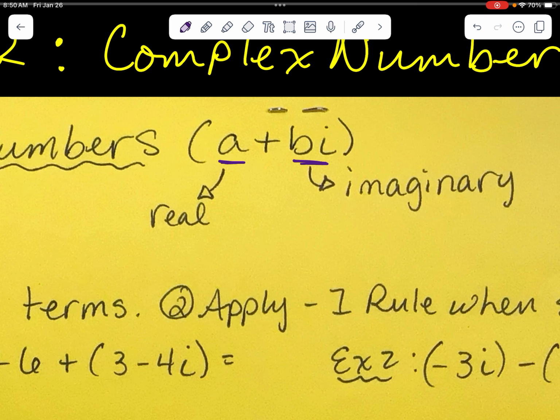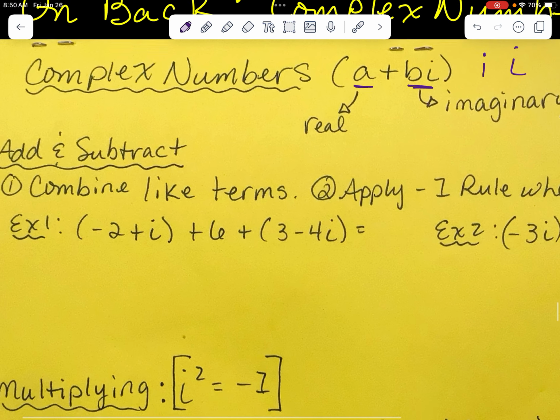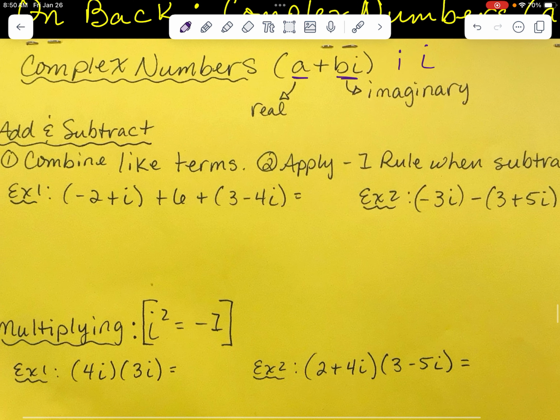And the reason why we do that is because if we use just the regular looking i, people might confuse that as a variable like x or z. So we use the little curly part of the i there to notate that that is the imaginary i. All right, so let's take a look at some of our information here.